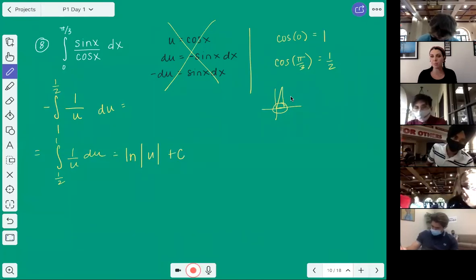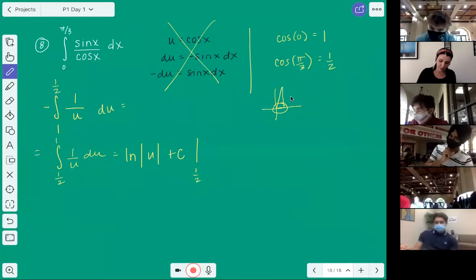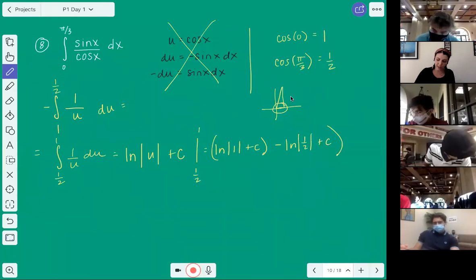And again, since it's bounded, you don't really need your plus c. If you forget your plus c here, that's okay. We're going to evaluate this from 1/2 to 1, meaning I'm going to plug in my 1 first, ln of 1 plus c minus ln of 1/2 plus c. Now at this point, you don't really need the absolute value bars because 1 is positive and 1/2 is positive, but it's not wrong to include. So if you're worried about missing it, just include them every time.